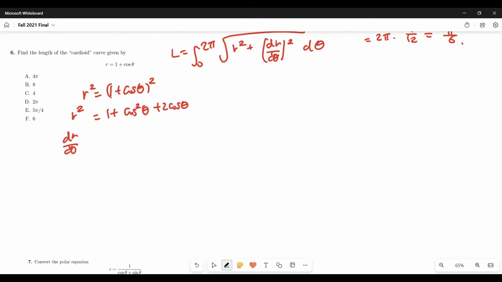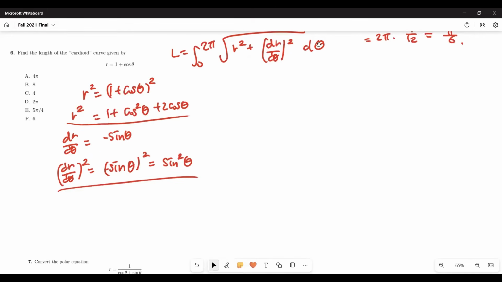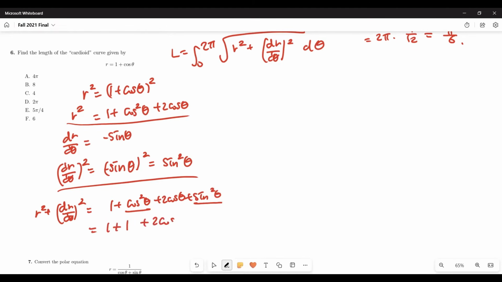dr over d theta, let's define that. dr over d theta is just negative sine theta, and then (dr over d theta) squared is negative sine theta squared, so this is just going to be sine squared theta. If you add those up, r squared plus (dr over d theta) squared becomes 1 plus cosine squared theta plus 2 cosine theta plus sine squared theta. If you recall the trig identity, cosine squared theta and sine squared theta becomes 1. So this is just 1 plus 1 plus 2 cosine theta. So this is 2 plus 2 cosine theta.